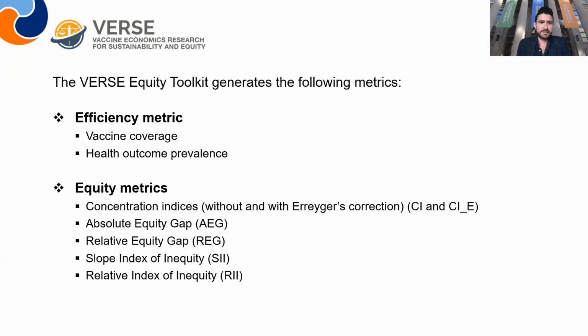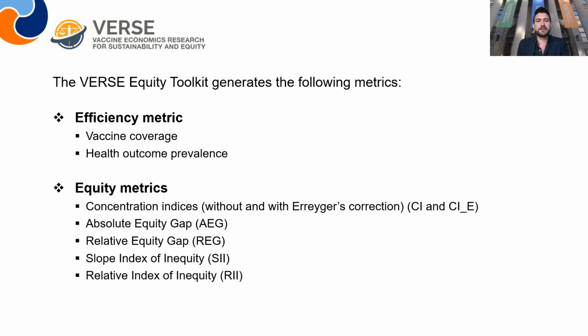Our equity metrics include several different variations of commonly utilized equity metrics, but utilizing the VERSE methodology and the methodology described by authors in the previous page to rank individuals by disadvantage rather than purely by one dimension of that disadvantage. But with that ranking, we can then compute indices that are standard indices, which have very nice properties in terms of interpretation and measuring equity.